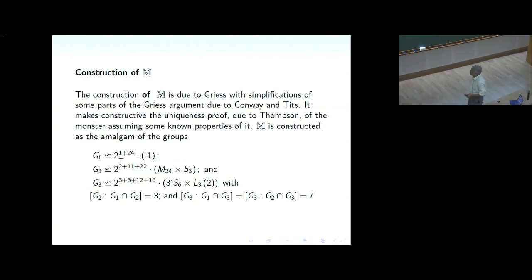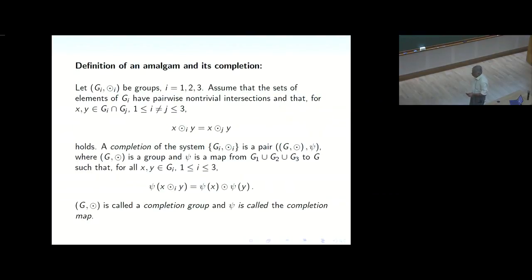So let's very quickly go through what an amalgam is. Suppose you have groups G_i. Assume that the sets of elements of the G_i have pairwise non-trivial intersections, such that at the intersections, the products of x and y coincide.